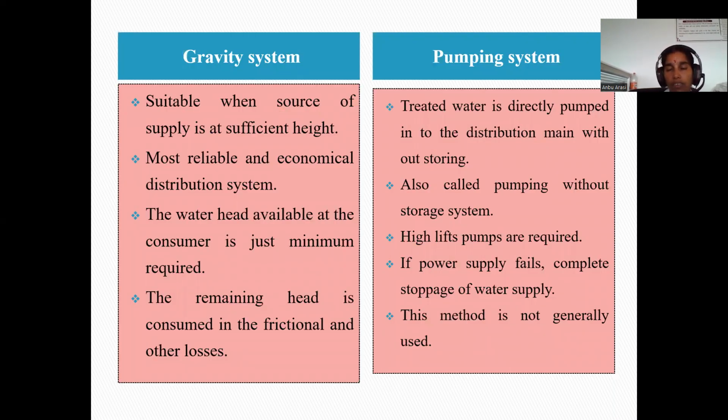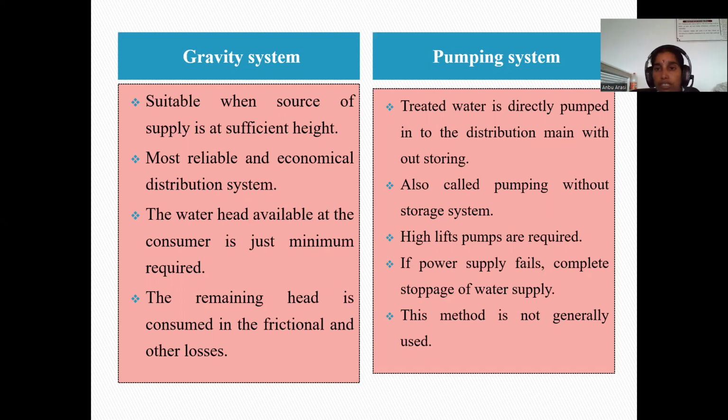Difference between the gravity system and pumping system. Gravity system is suitable when the source of supply is at sufficient height. It is the most reliable and most economical distribution system. The water head available at the consumer is just the minimum required. The remaining head is consumed by frictional and other losses.